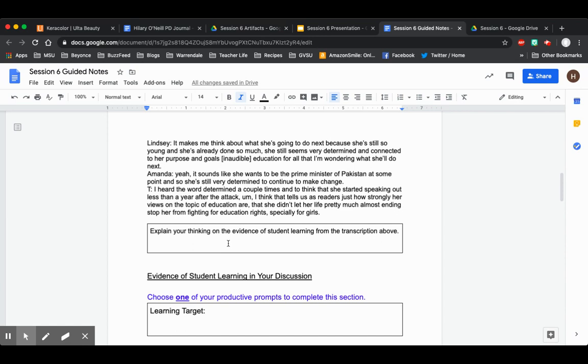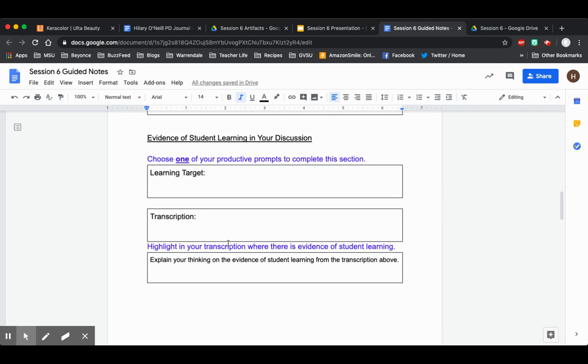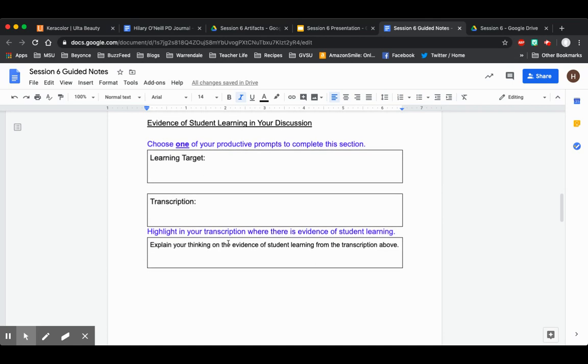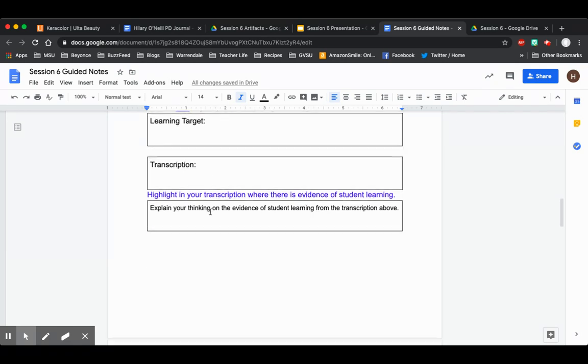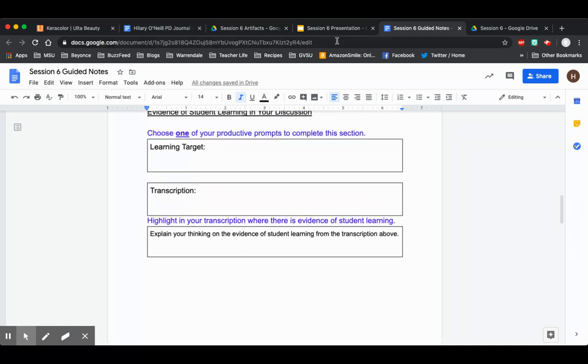If you have a transcript from your own discussion, if you're able to lead a second one, then you can just skip down to this part and put the learning target for whatever prompt you want to use. You just have to do this once. So put the learning target, what you wanted the students to get from that segment of the text, and then just copy and paste your transcription there. Again, highlight in the transcription where there's evidence of student learning, and then explain your thinking on that. You can go ahead and pause this presentation and complete that, and then come back when you're ready.